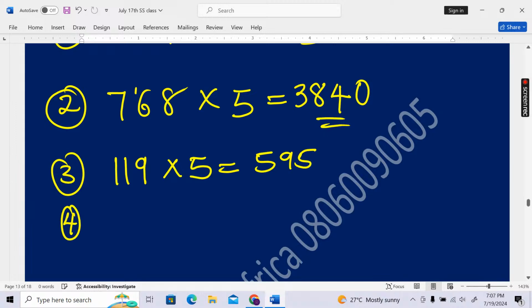Now the next question. What is 845 times 5? Do it mentally. These are odd numbers, so subtract 1 before you divide.